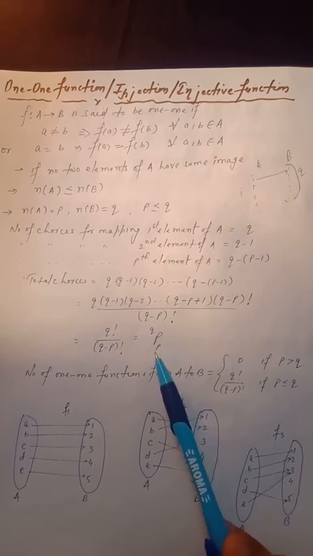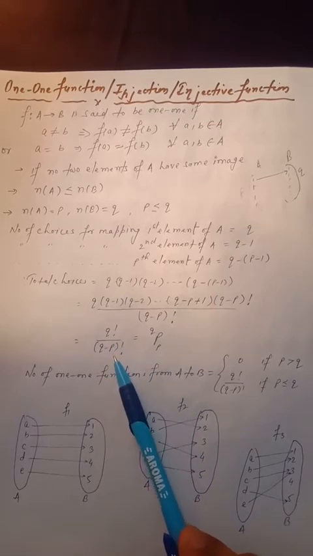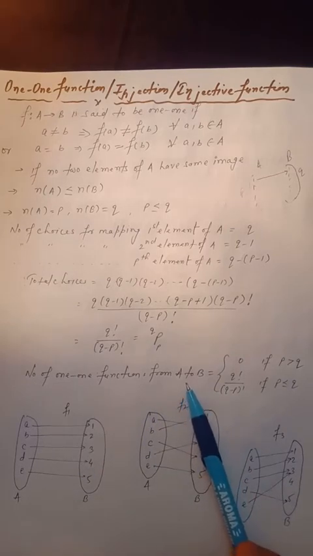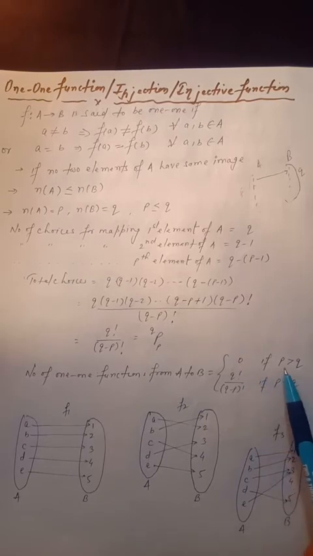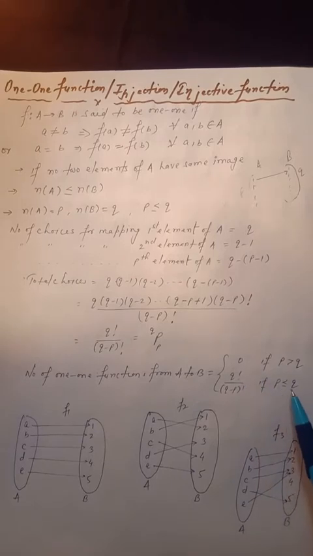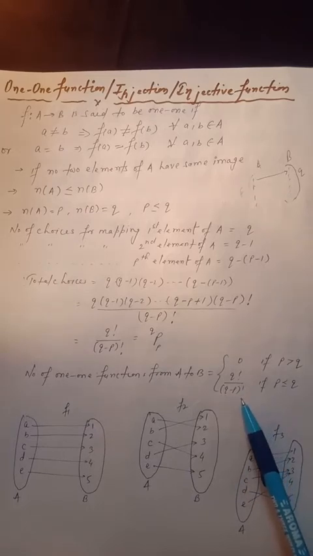So the number of 1-1 functions is actually q factorial upon q minus p factorial, where p is the number of elements in set A and q is the number of elements in set B. So here the final formula is that the number of 1-1 functions from set A to B is 0 when p is greater than q, means when the number of elements in set A is more than the elements of set B, then there will be no 1-1 function. Otherwise, if it is equal or less, then the formula is q factorial upon q minus p factorial.